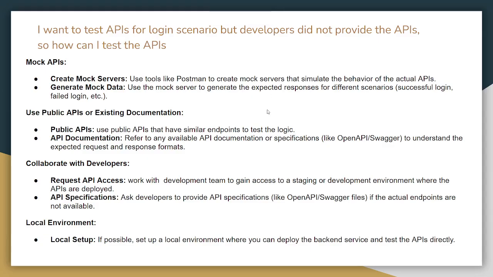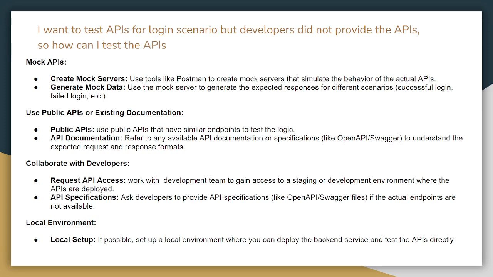Next is API documentation. You can refer to any API documentation or specifications like OpenAPI Swagger to understand the expected request and response formats. Then next, you can collaborate with the developers and request API access, working with the development team to gain access to a staging or development environment where the APIs are deployed. Then API specifications: you can ask the developer to provide API specifications like OpenAPI Swagger files if the actual endpoints are not available.